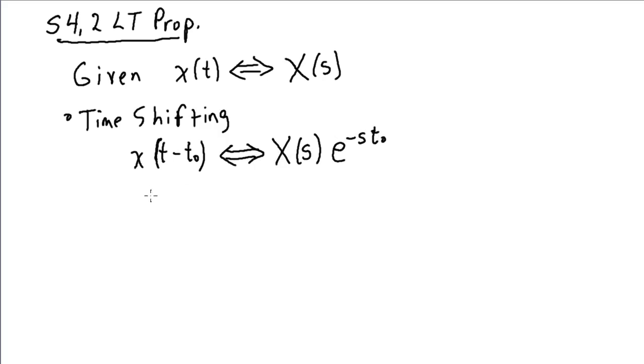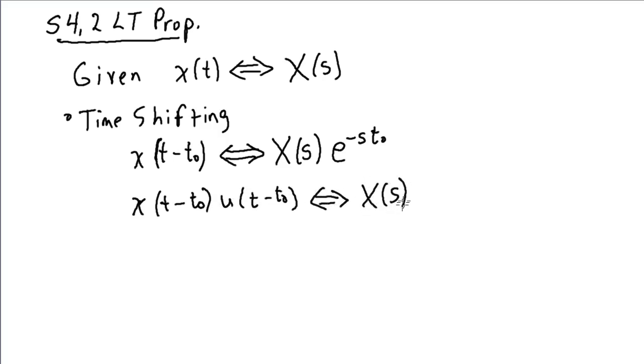To emphasize the causality of x of t, we typically write this like this, u of t minus t0, that transforms as above. Let's look at a few examples, and I'll illustrate some of the common algebraic tricks that are involved in applying time shifting.